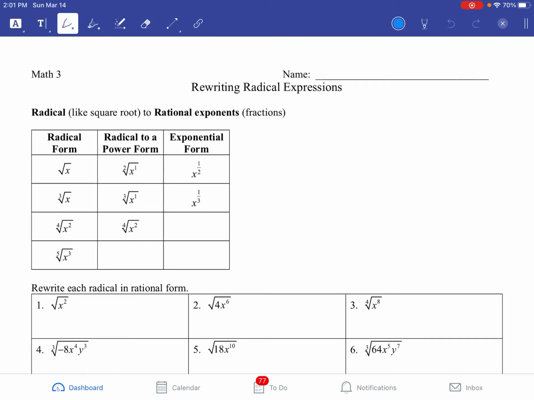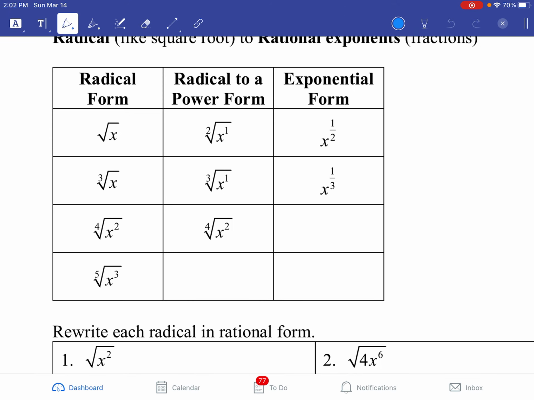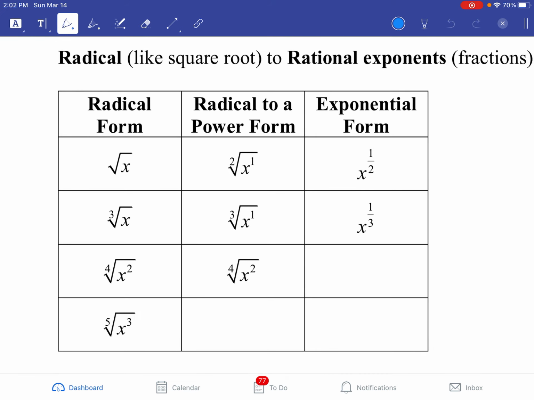So today for Math 3, we're going to skip around the unit a little bit because this topic is nice and short, so it fits in nicely before spring break. So what we're going to be doing is rewriting radical expressions. This is taking radicals and turning them into fractional exponents.